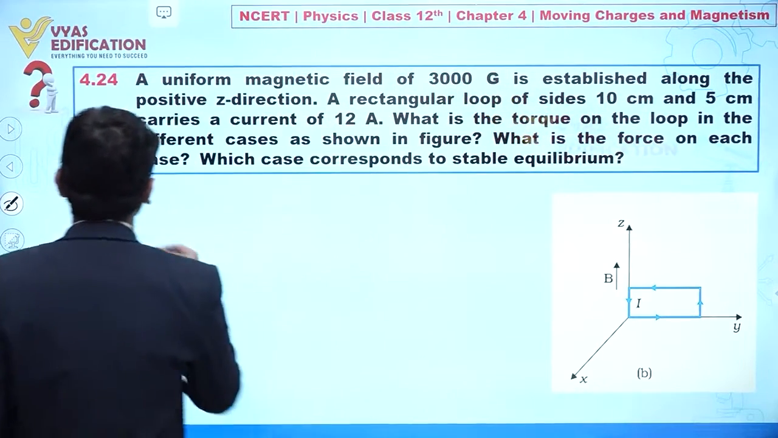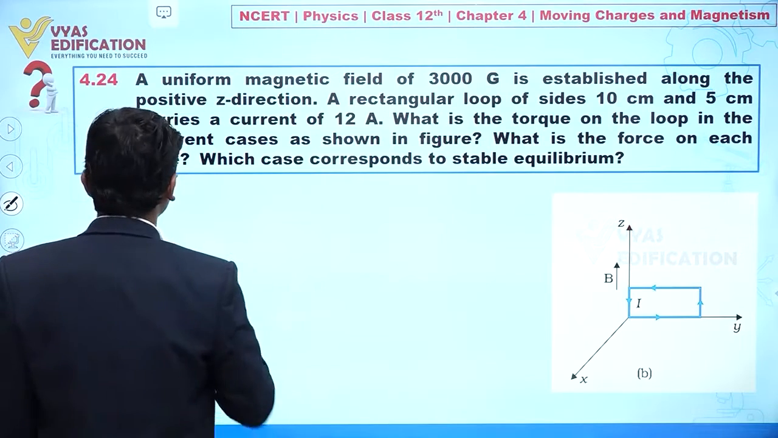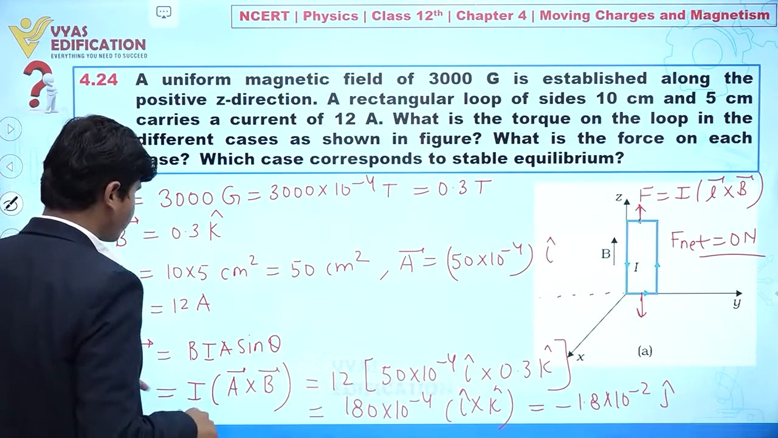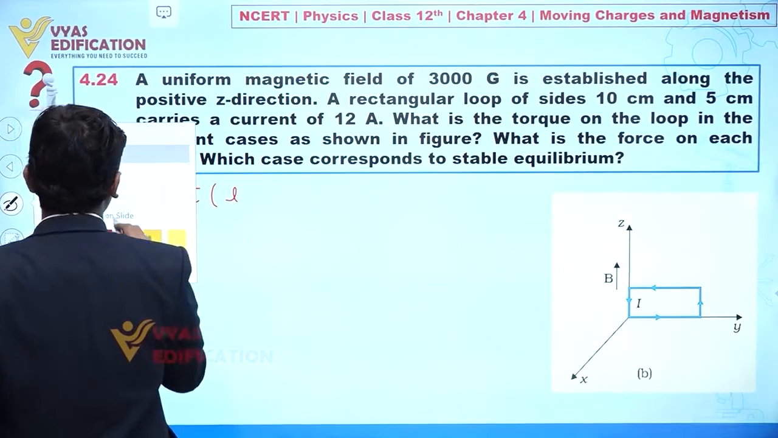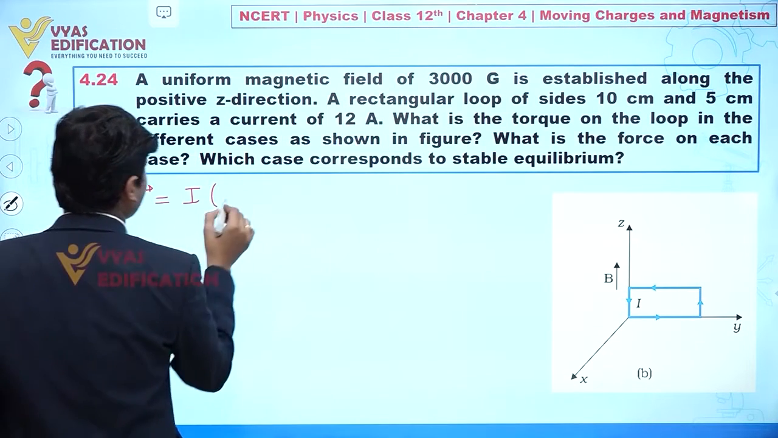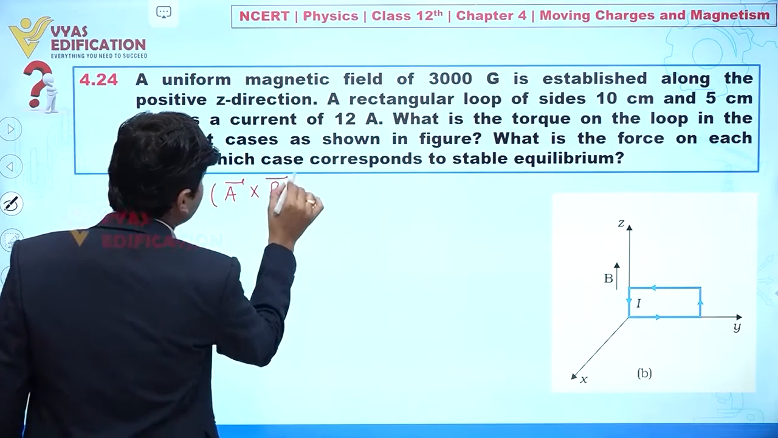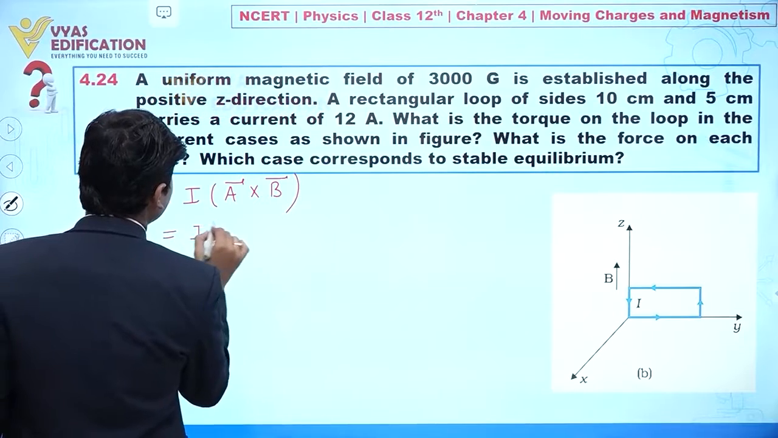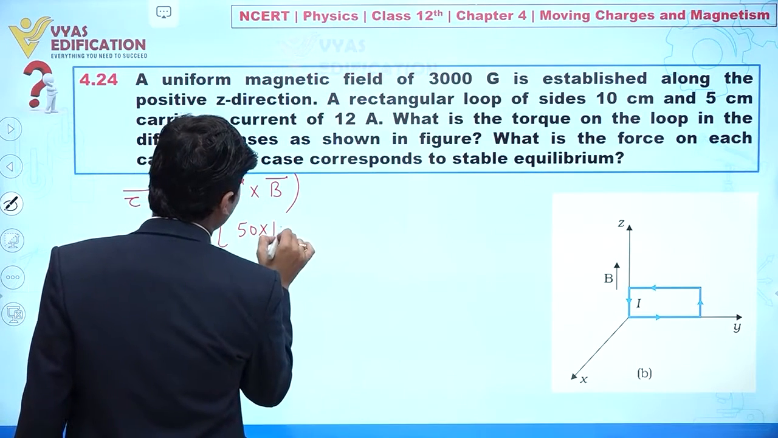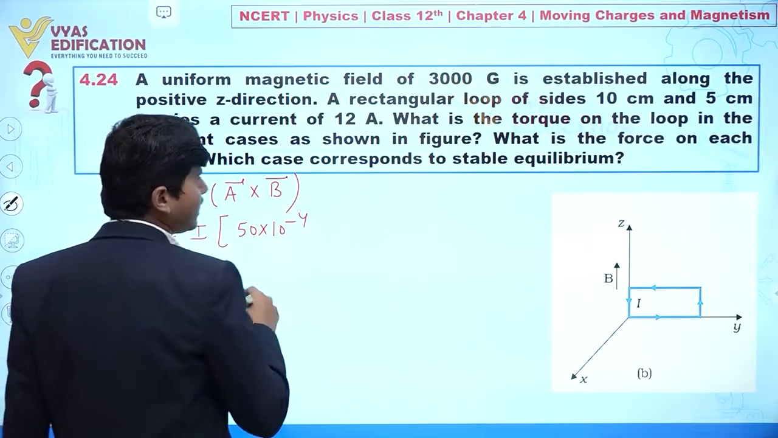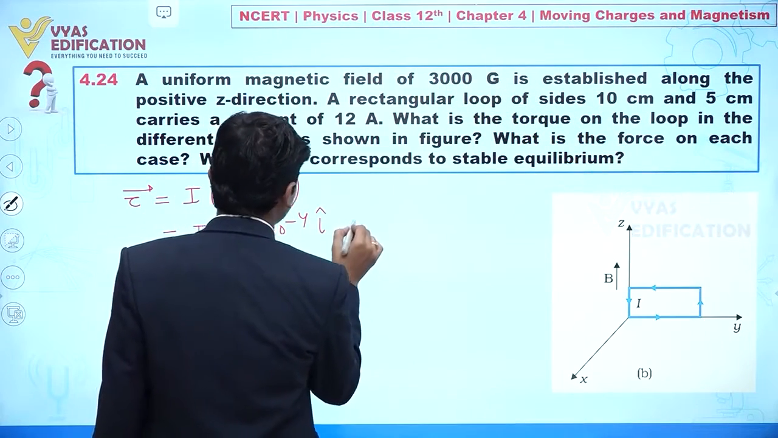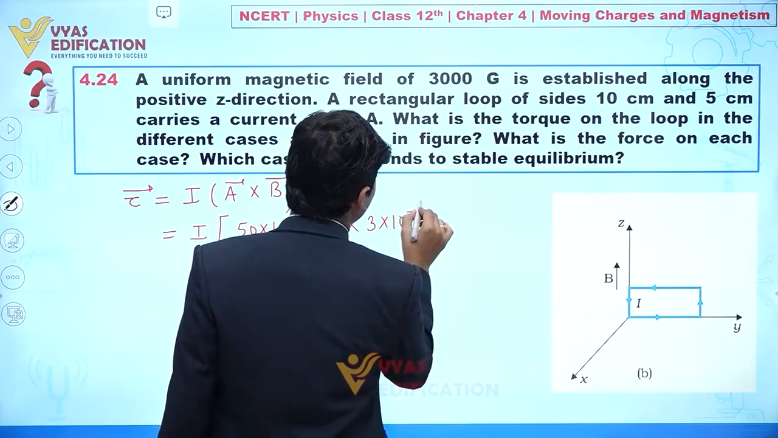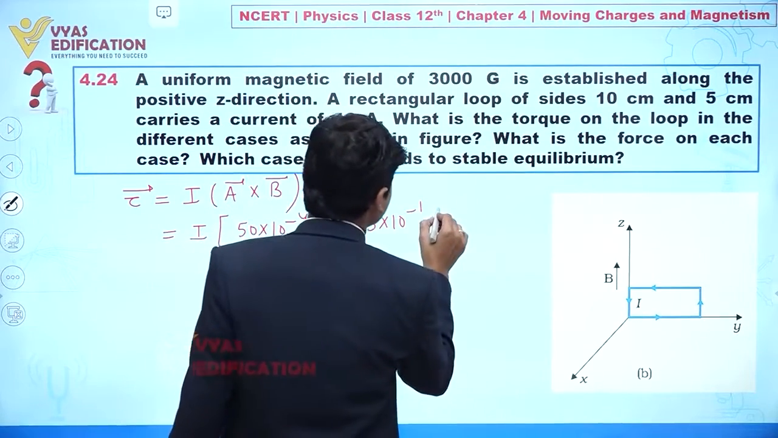In case number B, again our objective is the same, to find torque. Torque is given by the formula I A cross B. Now here what is the area vector? Definitely the area vector is the same. So the value of I, this is 50 into 10 to the power minus 4. This is the magnitude, and the direction of area is k. Cross. What about B? B is given to you in this question. We can say 3 into 10 to the power minus 1 or 0.3, and in the direction of k.